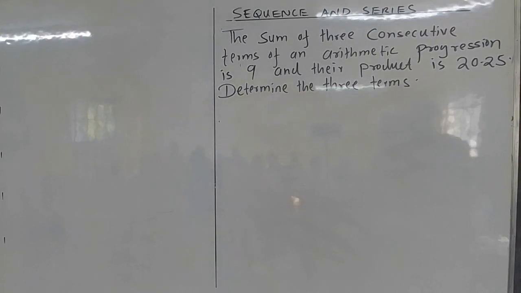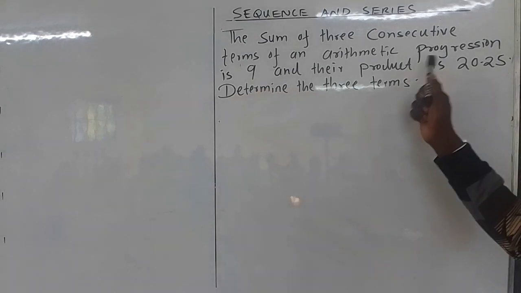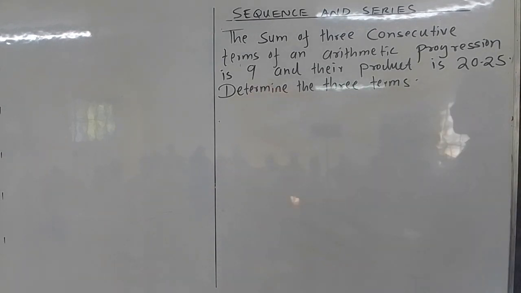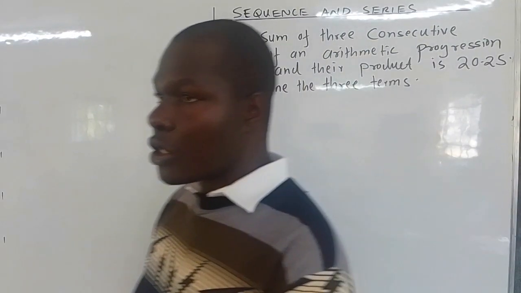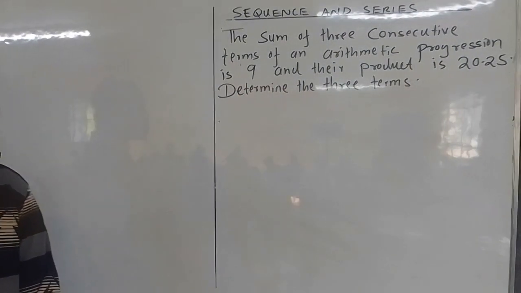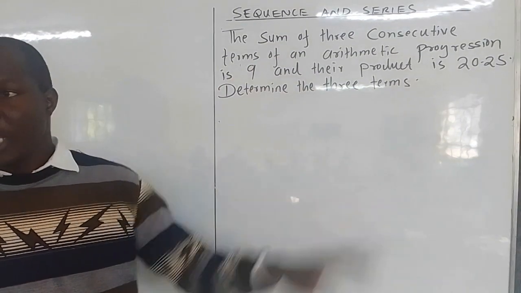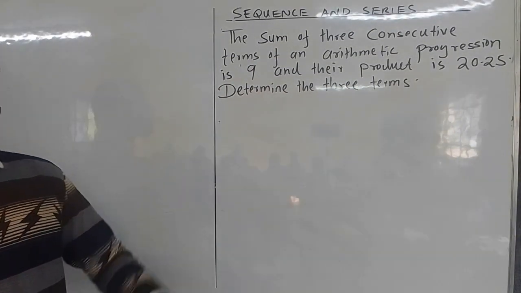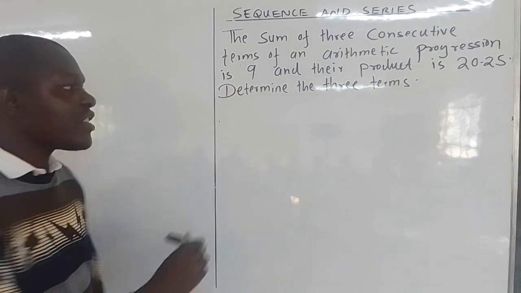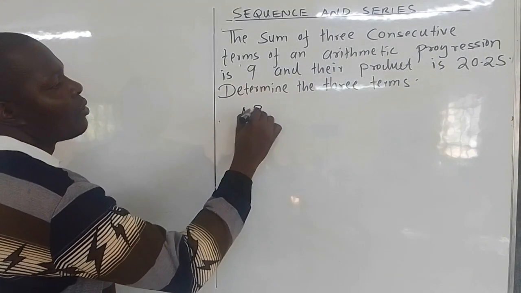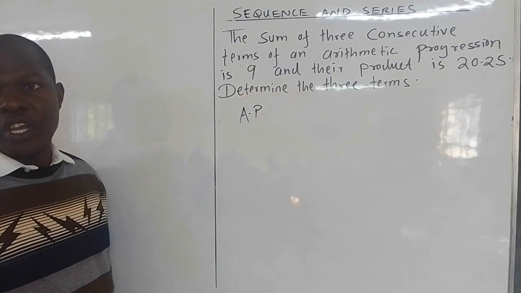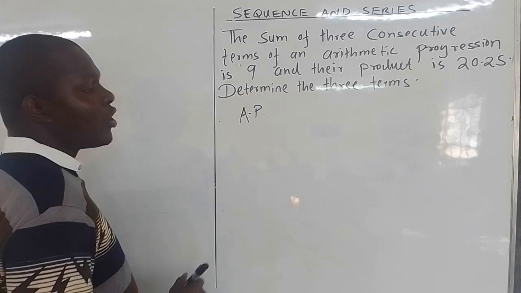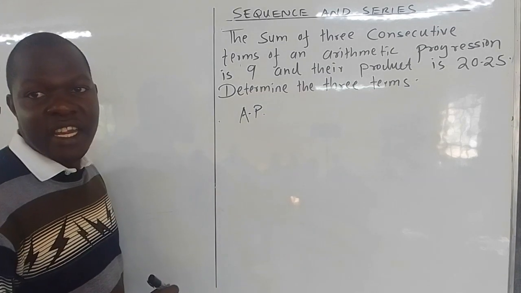So in this next case, you've been told the sum of three consecutive terms of an arithmetic progression is 9, and their product is 20.25. You've been told to determine the three terms. So the first thing you need to know is that it is an arithmetic progression. In an arithmetic progression, there is a common difference being added.